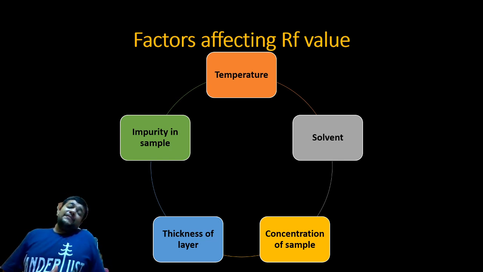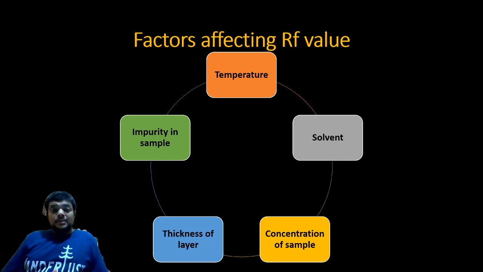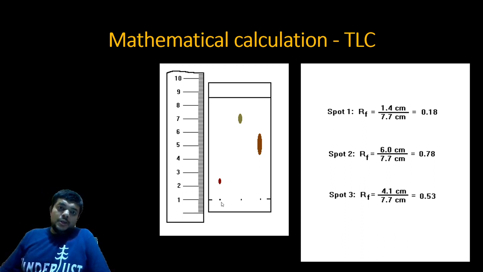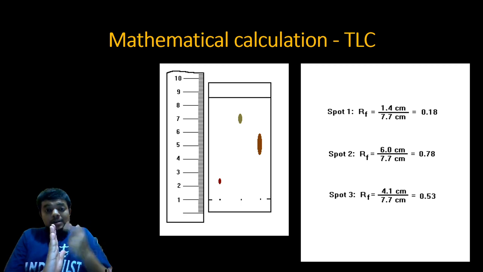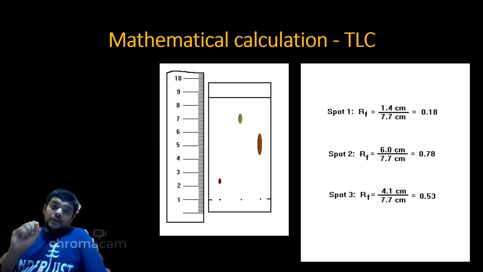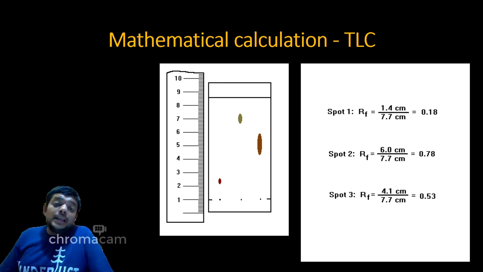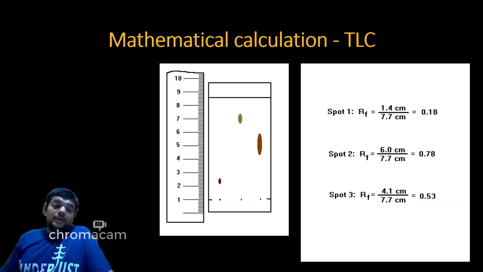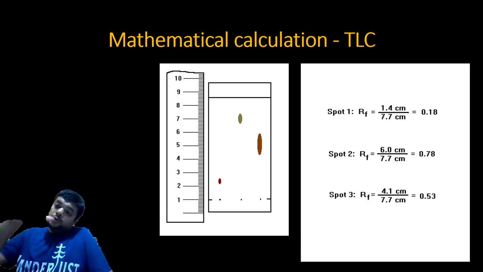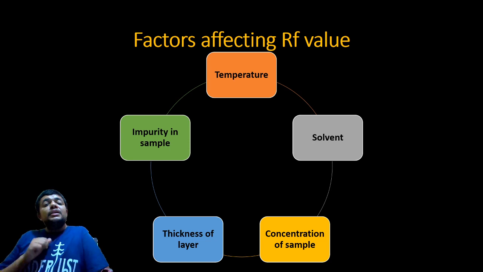What are the factors that affect the RF value? Temperature, solvent, concentration of sample, thickness of the layer, and impurity in the sample. See over here, this plate, after making the spots, you have to keep it in such a place to run where the temperature is moderate. If temperature is too high, then the spot might get evaporated a little. Point number 2, solvent. Solvent should be such which gets least evaporated, or you have to close with a watch glass.